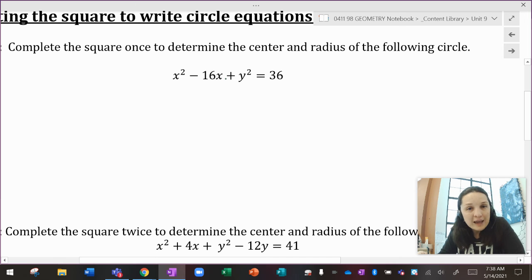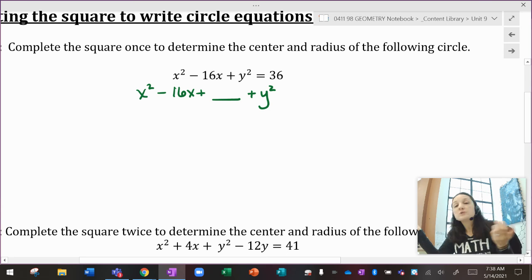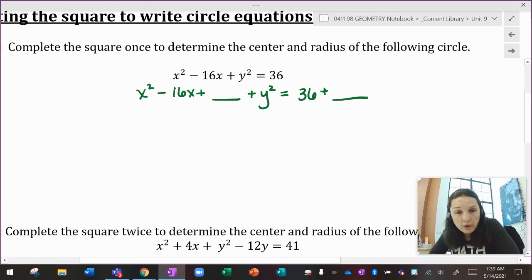X squared minus 16x would normally have another number after it. So I'm just going to make one up and say, you know what? There should be another number here. So I'm going to put plus blank. Now, y squared is just all by its lonesome. There's not another y or anything like that. So y squared is already a squared, and it's not factorable. So I'm just going to leave it be. Equals 36. Now, I put a plus blank on the left, and if there's one rule about equations that you always have to follow, it's whatever you do to one side, you have to do to the other side to keep it balanced. So I put a blank on the left. I'm going to put a blank on the right.